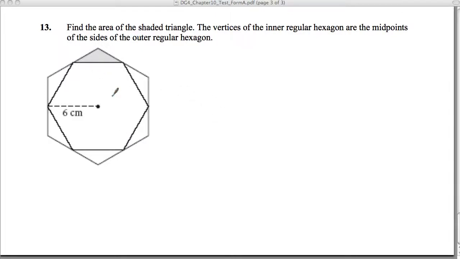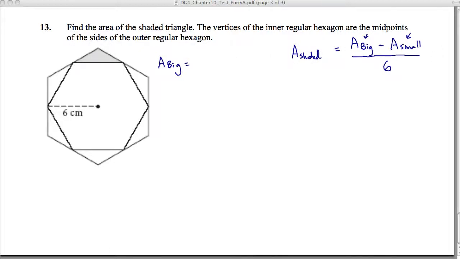Let's write out in words how we're going to do this. Notice that the area of the shaded region is equal to the area of the big hexagon, that outer hexagon, minus the area of the small hexagon. Now we have this region in between, and we want to take that region and divide by 6. So to find the shaded region, we need to find the area of the big hexagon and the area of the small hexagon. Let's start with the area of the big hexagon.